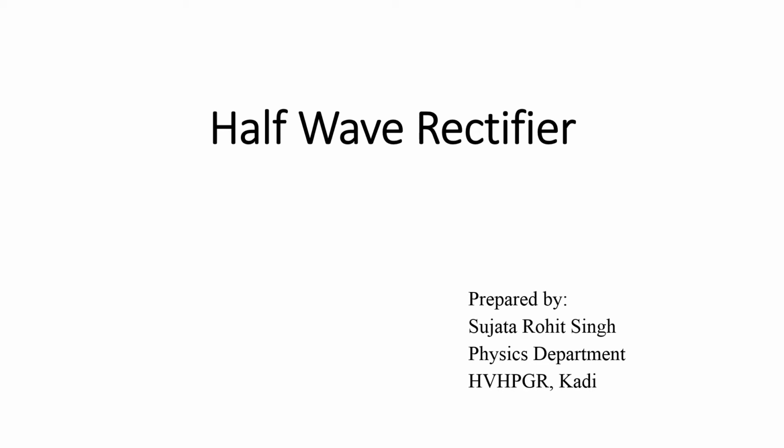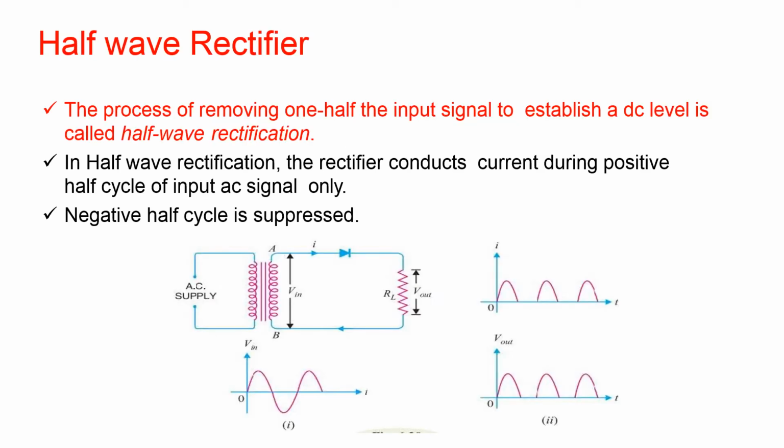The topic which I am going to discuss today is half wave rectifier. So, let us start. Half wave rectifier. Now, as we all know, a rectifier is a device which converts AC into DC. Basically, there are two types of rectifiers: half wave rectifier and full wave rectifier. Today we are going to discuss half wave rectifier.